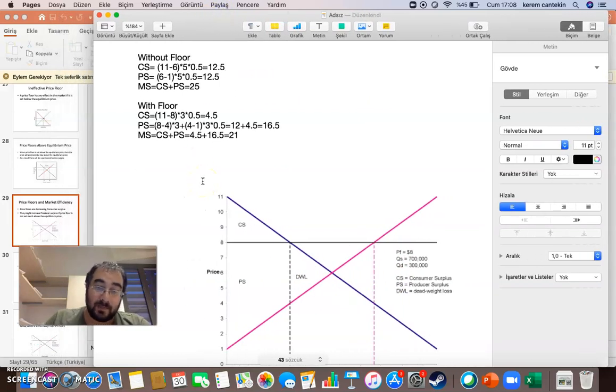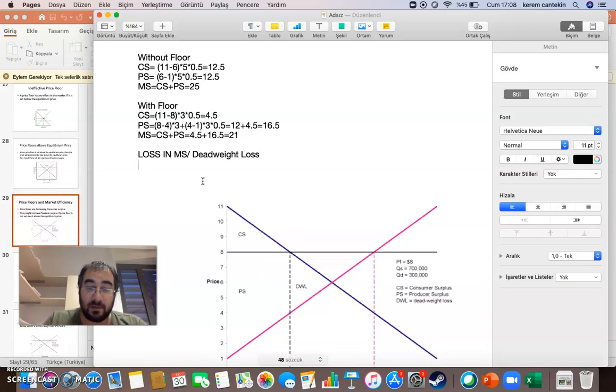So in this case, loss in market surplus, which has a special name, basically in economics, macroeconomics, it is called dead weight loss. In this case, it is equal to, let me write, DWL is equal to 25 minus 21, which is equal to 4.